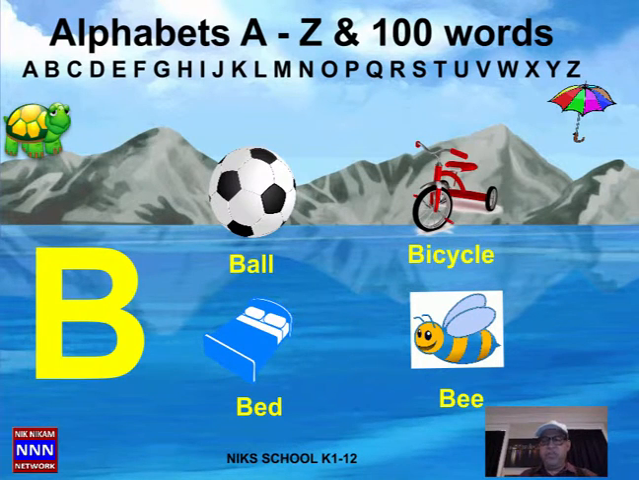If you see a bee, you need to run. If you get a bee sting, it's going to hurt and it's going to form a big bubble. Oh, stay away from bee. Okay, let's go to the next letter.